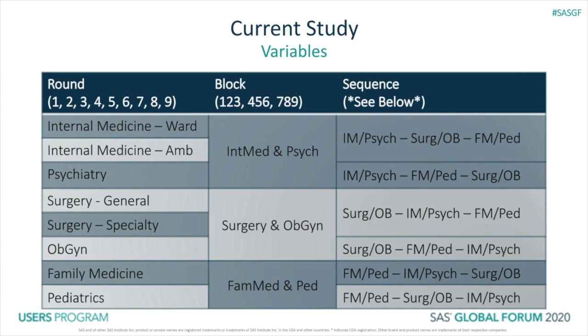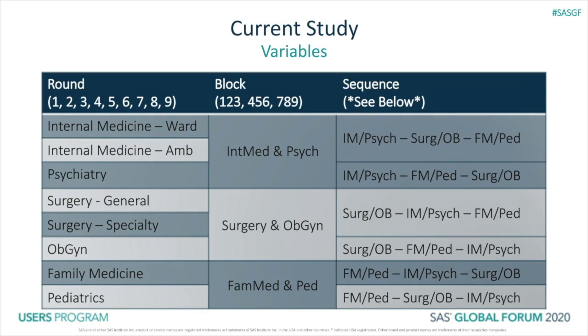The sequence variable that I created, I could have done it in several different ways. I could have actually looked at each of the different rounds and how they compare to the blocks and created a ton of different values that represented that. Because there are so many different results that could have come from that, I decided to make it as simple as possible and concentrate on the order of the blocks.